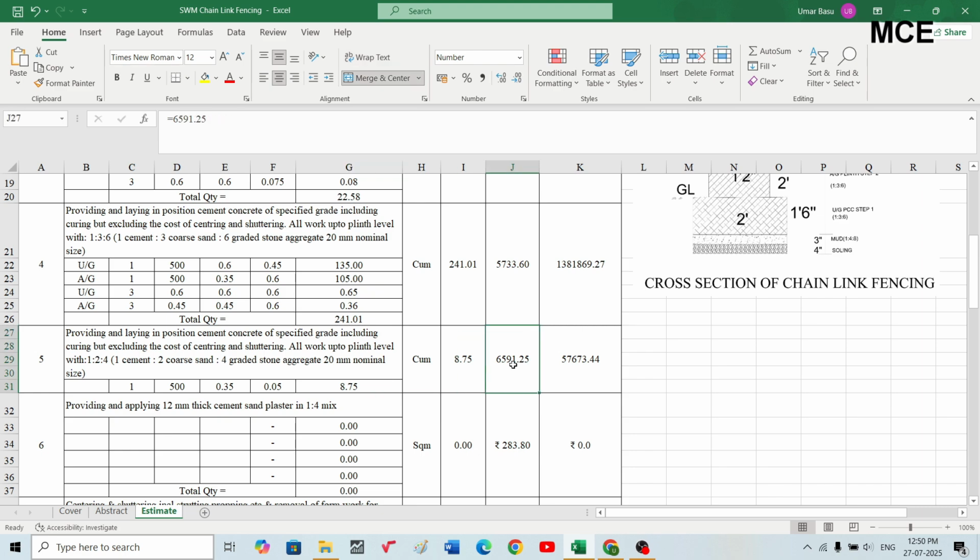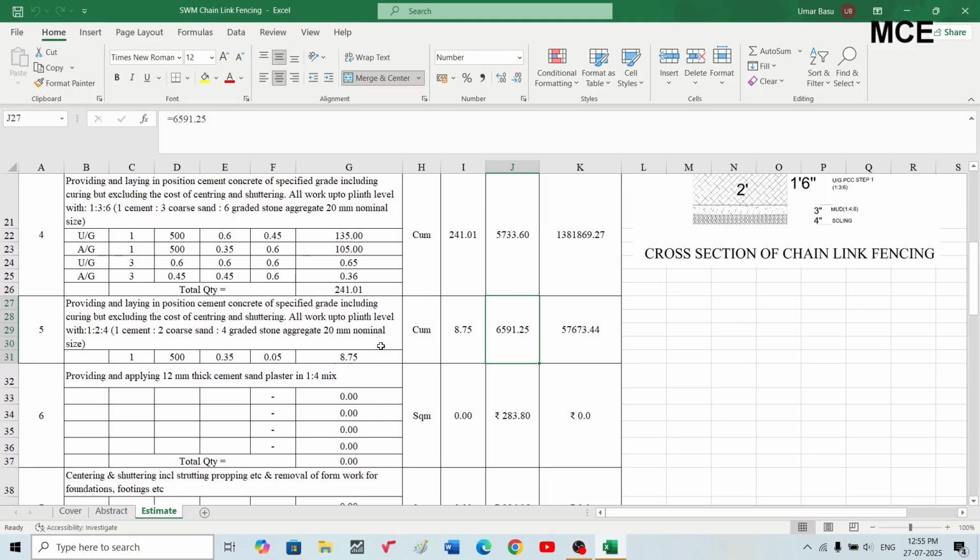Rate for this item in SOR is 6,591.25 INR, that is rupees per cubic meter. So total will be 57,673.44 Indian rupees. So schedule of rates is actually the standard which is used by the government departments to fix the rates of some particular items which we use in the construction. So for my code, the rate of this item is 6,591.25 for 1:2:4 mix.